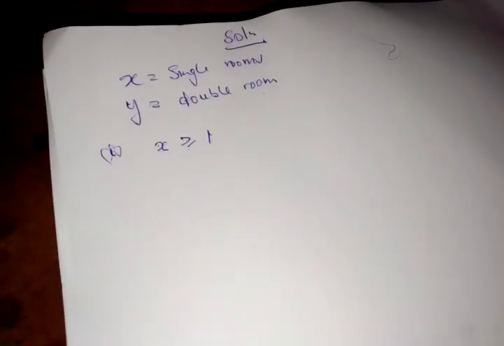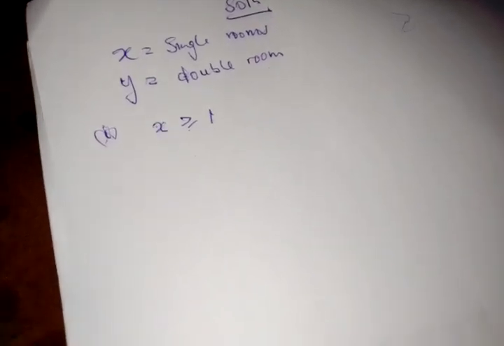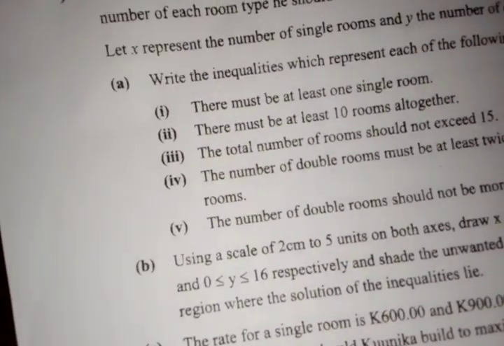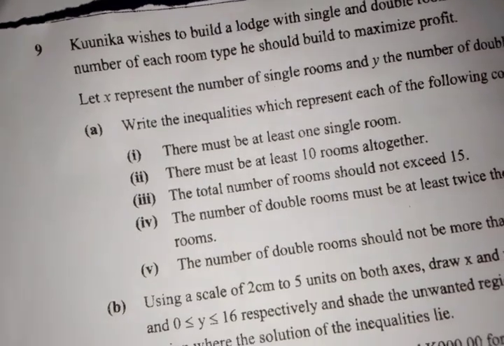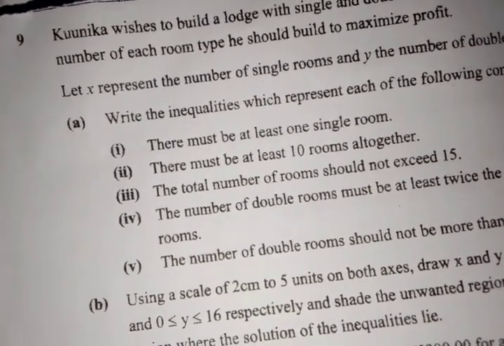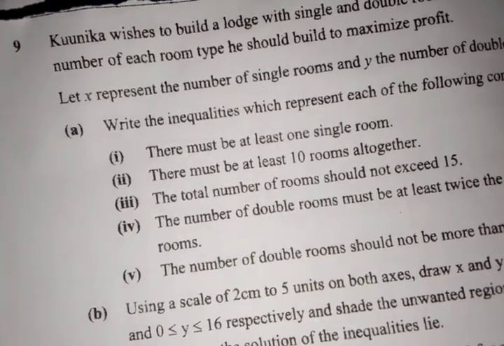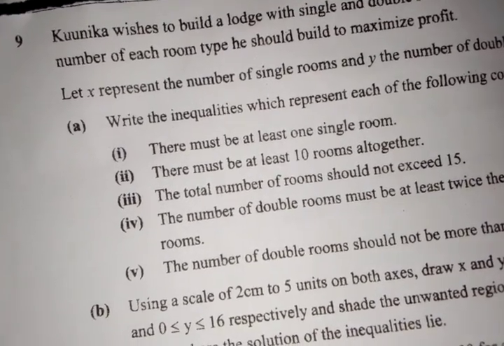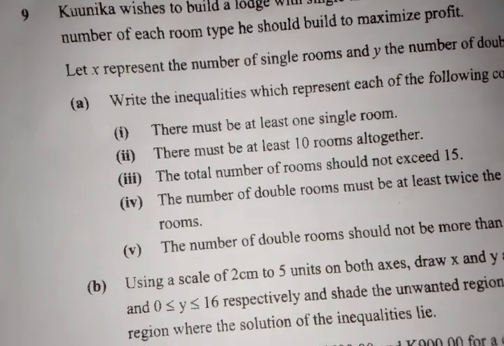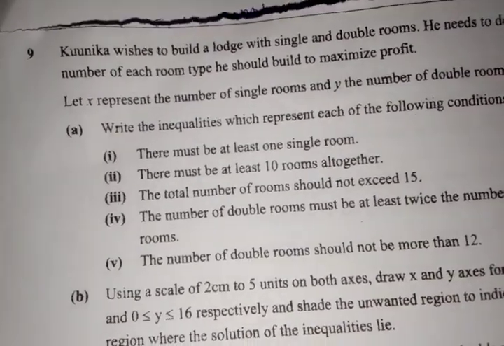We move on to the second statement: there must be at least 10 rooms altogether. At least, meaning the symbol that we used in the previous situation is the one that we're going to put in this condition as well.